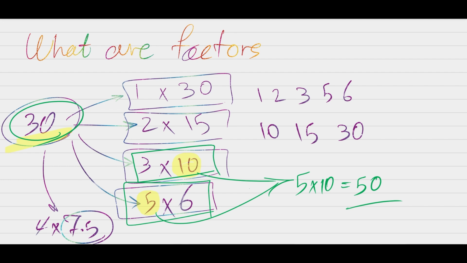So finding factors can be simple, but it does get challenging with big numbers like 528 or 1832. That is when we turn to testing for divisibility, which we will look at in the next video.